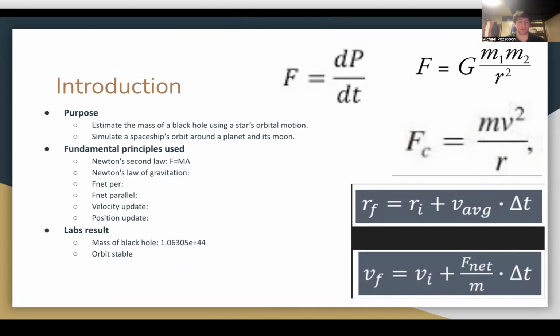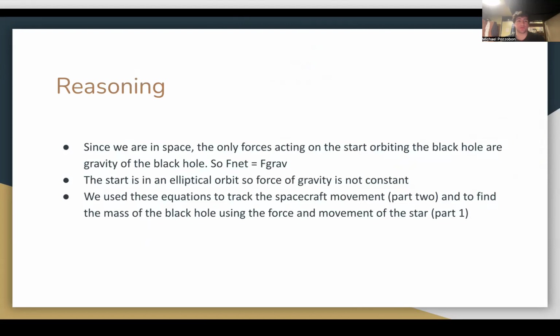The results of this lab were a massive black hole, which is that number right there, and we got a relatively stable orbit for our spacecraft. So the reasoning: since we're in space, the only force acting on the star orbiting the black hole is the gravity of the black hole. So F net equals the force of gravity. The star is in an elliptical orbit, so the force of gravity is not constant. As it gets closer, the force of gravity is greater, and as it gets further, it's less. We can use these equations to track the spacecraft movement in part two, and we can find the mass of the black hole using the force and movement of the star.